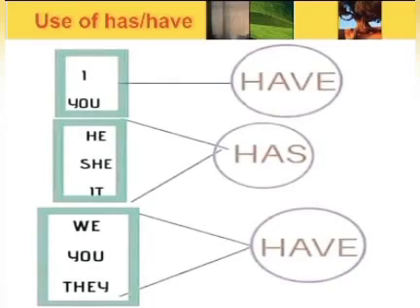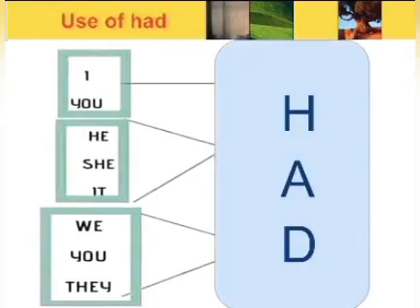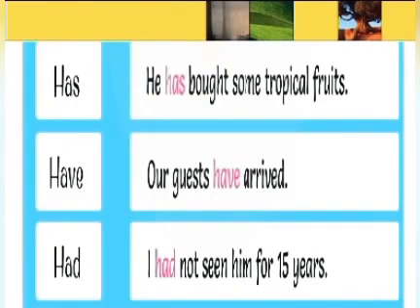Now let's move ahead and look at the use of had. Had is used to express the past perfect tense, and no matter what the subject is, singular or plural, I, you, we, they, he, she or it, had is used with all the subjects in the past perfect tense. I hope you all must have understood this. So let's look at the examples.